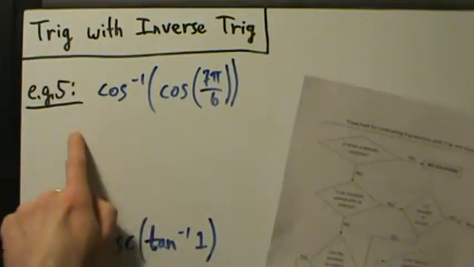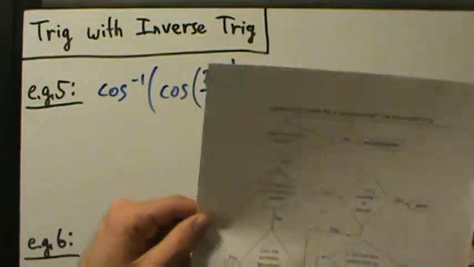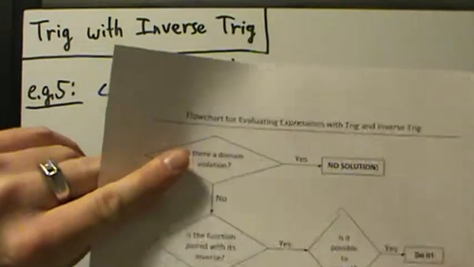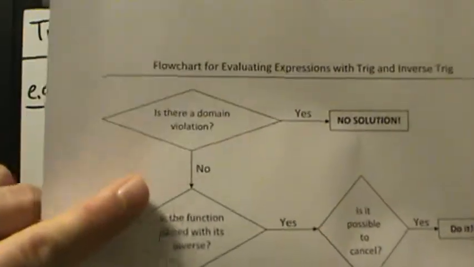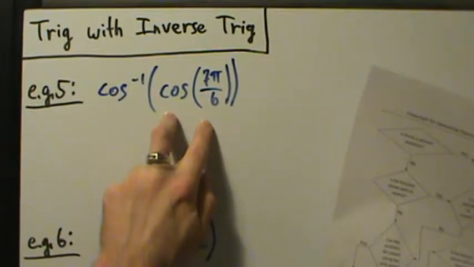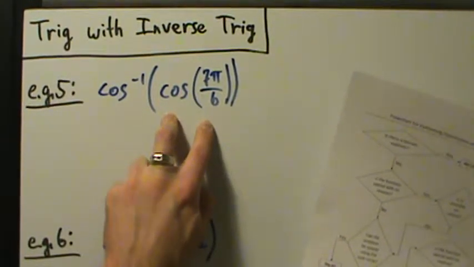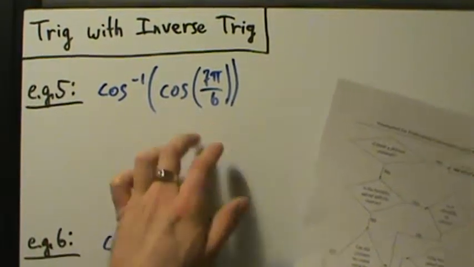So, example 5, inverse cosine of the cosine of 7 pi over 6. Okay, so start up here at the top. Is there a domain violation? No, there's not. Okay, so we follow the no branch. Why is there no domain violation? Because we can take the cosine of anything we want. Cosine is defined for all real numbers. The domain is all real numbers. So cosine of 7 pi over 6 is totally valid, totally legitimate.